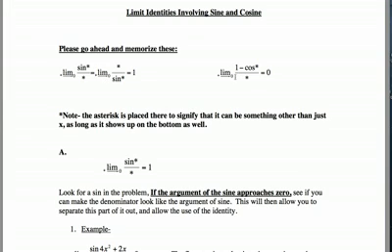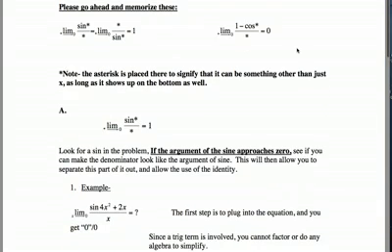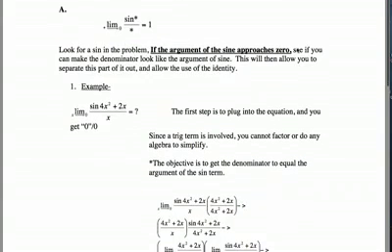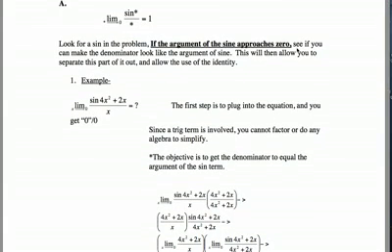Now the cosine identity is a little different. The limit as something approaches 0 of 1 minus cosine of something over that same something equals 0. So let's see it in action. Here we're going to look at this first rule.